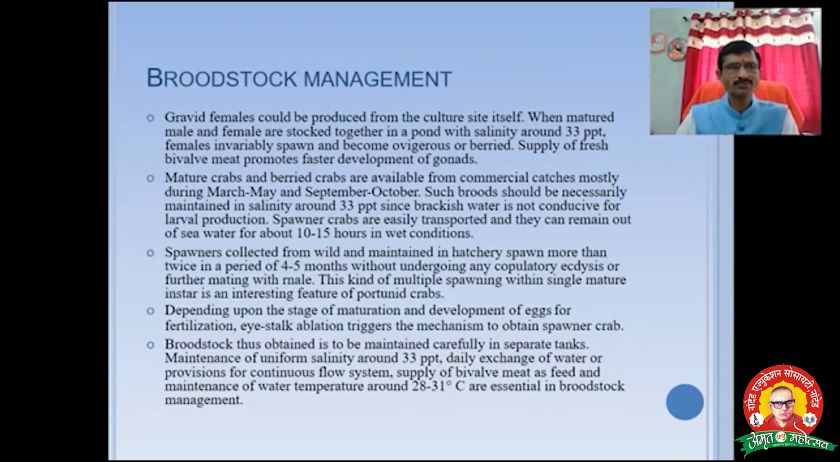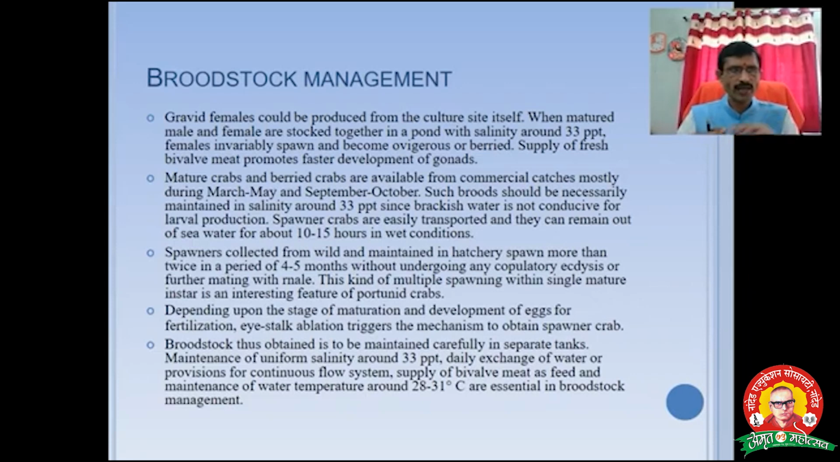Then the last bit, that is broodstock management. Brood means big size of crab. That is, females could be produced from the culture site itself. When mature, male and female are stocked together in a pond with salinity around 33 ppt. Females invariably spawn and become ovigerous. Supply of fresh bivalve meat promotes faster development of gonads.